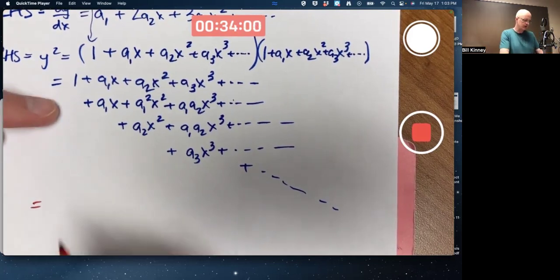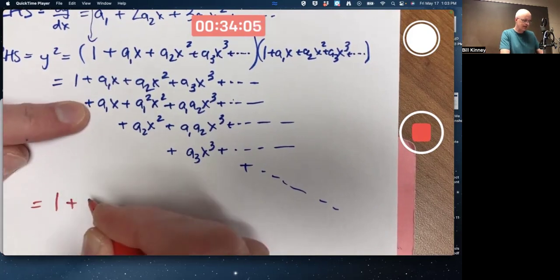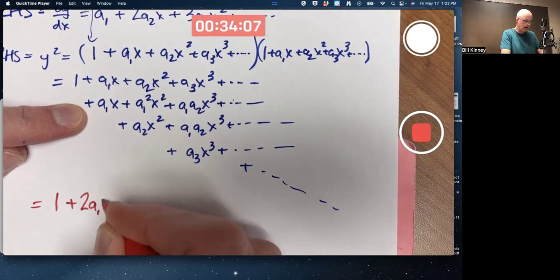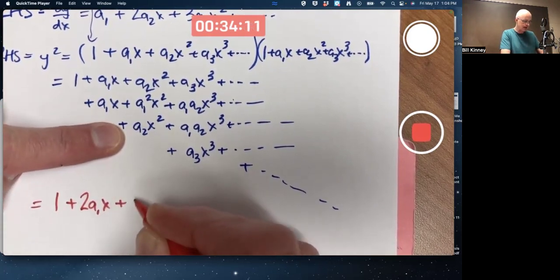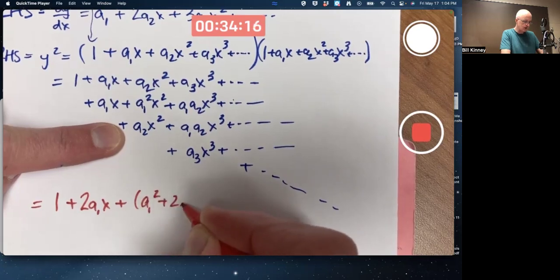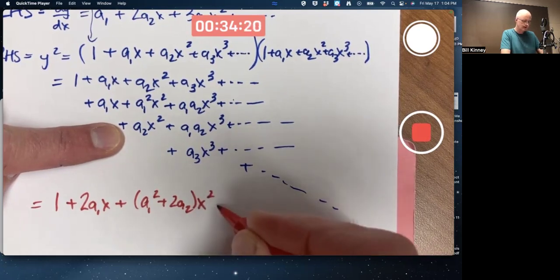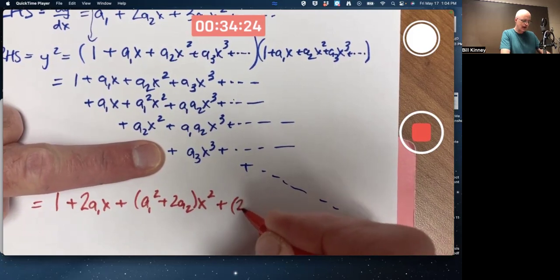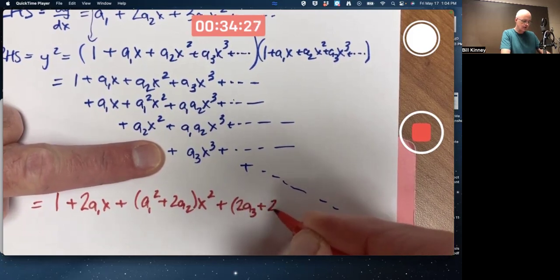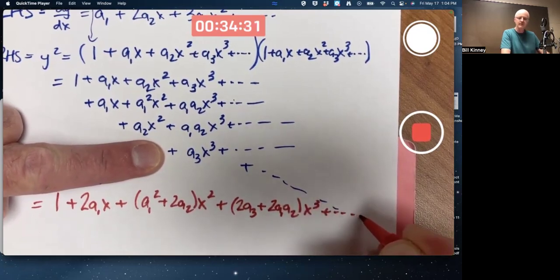Simplify by adding like terms. The constant term is just 1. The linear term is, when you add these two, plus 2a1x. When you add the x squared terms, being careful, you get a1 squared plus 2a2x squared. Add the x cubed terms, you're going to get 2a3 plus 2a1a2x cubed, etc.